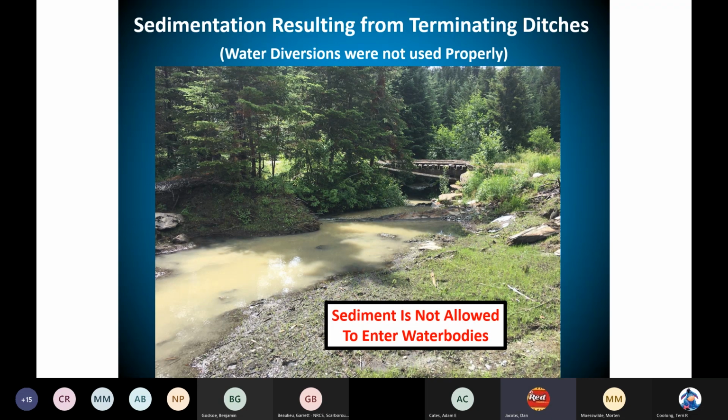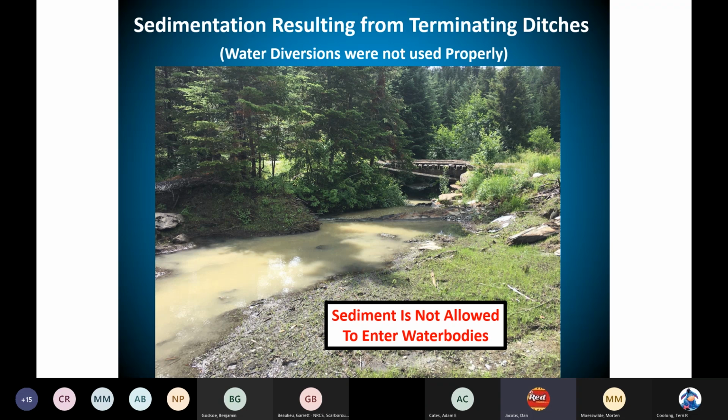I can't remember if Adam had this in his presentation or not, but this is one of Adam's slides. And this shows a violation that was in his region of the state. You can see that there's a stream here, a bridge for a stream crossing, and you can see that the water is chocolatey brown. And so that is a violation.